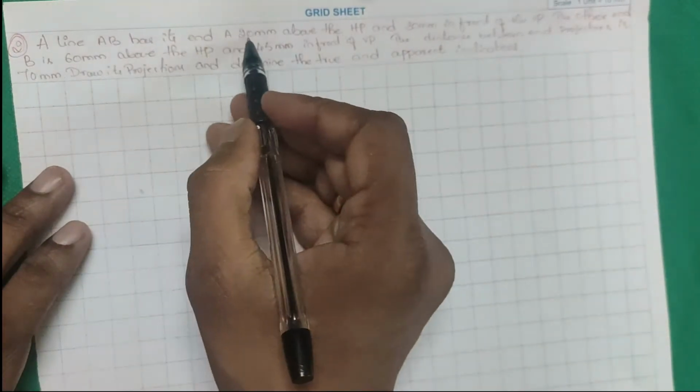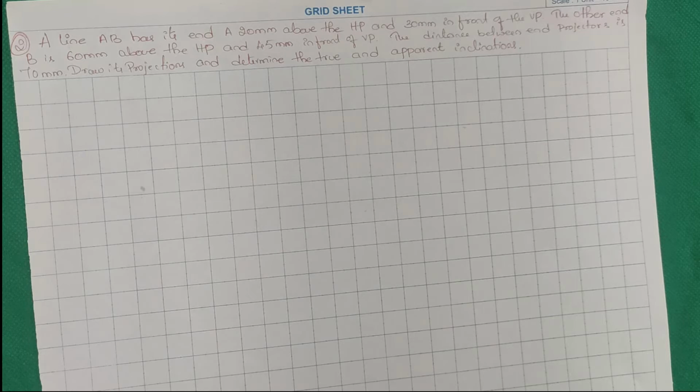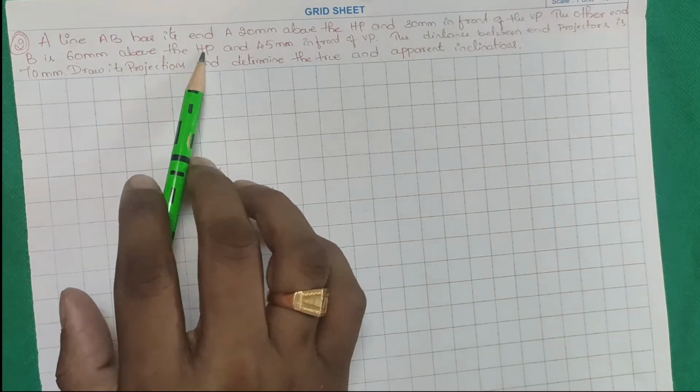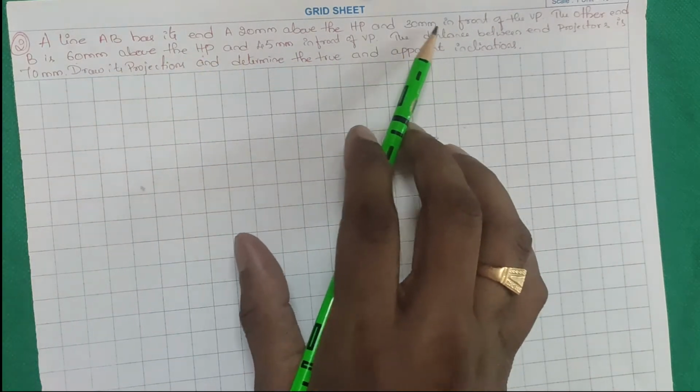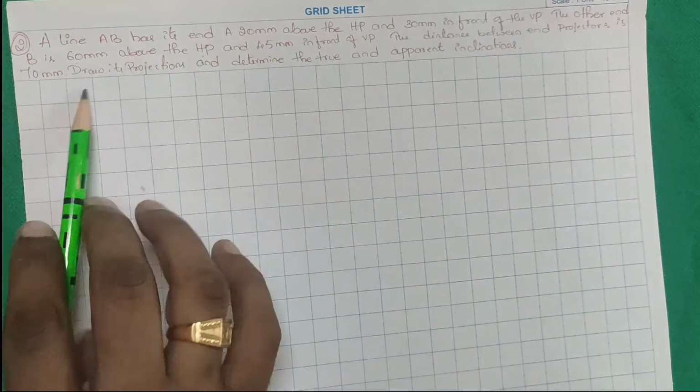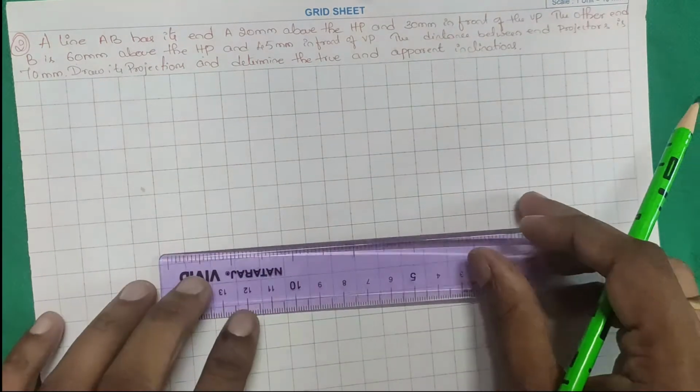So line AB: point A is 20 mm above HP and 30 mm in front of VP. Everything is given, but instead of angles, they have given point B 60 mm above HP and 45 mm in front of VP, and the distance between the end projectors is 70 mm. We shall see how to solve this problem.